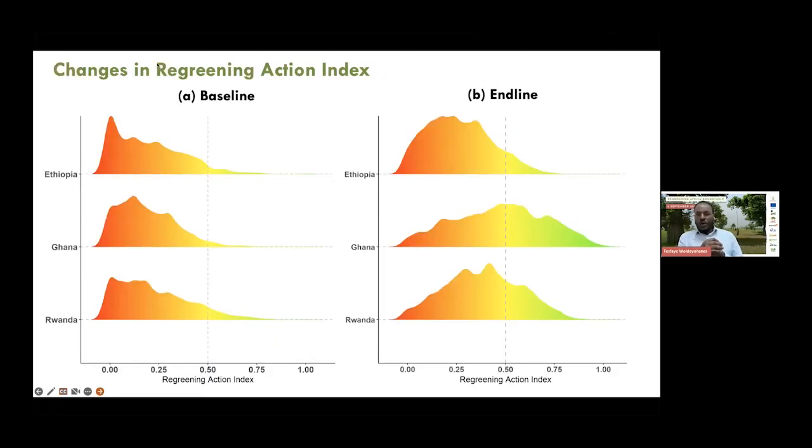Thank you. All right, I'm almost there. So we just looked into how the Regreening Action Index moved from the baseline to endline. As you can see, this density plot compares that. Almost all of the farmers during the baseline were below 0.5 Regreening Action Index point, but at the endline, specifically for Ghana and Rwanda, they have significantly moved above this point. Next, please.